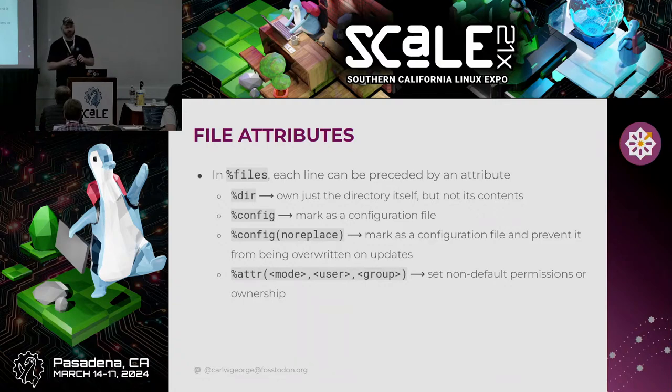I think there's a tool, rpmconf, that lets you find all of your .rpmnew files and .rpmsave files on your system and go through and merge them and manage them, or you just do it by hand. %config(noreplace) is almost always what you're going to want to use. Nobody likes their config file getting clobbered on purpose. %attr is another thing you can prefix the line with. That lets you set the non-default permissions or ownership of things.